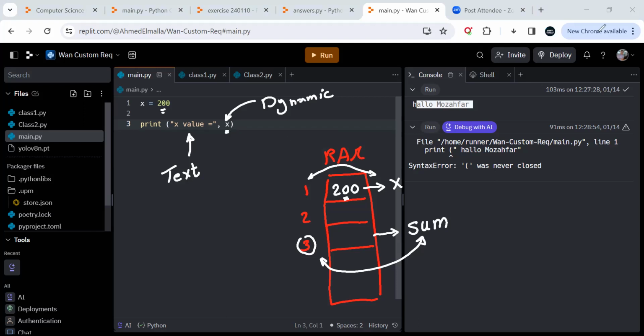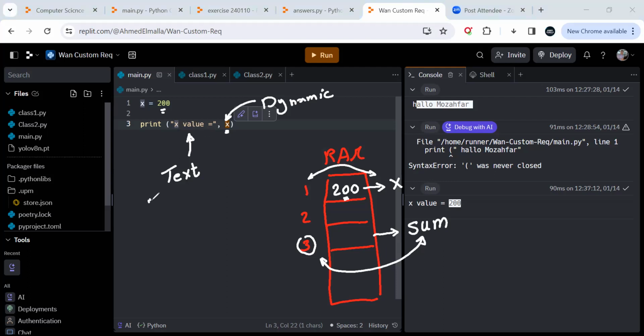So let us have a look at how it looks when we run. If I run like that, can you see what it prints to the screen? X value equals. It doesn't print X, it brings the value inside X. Does this make sense to you? Yeah. Okay.